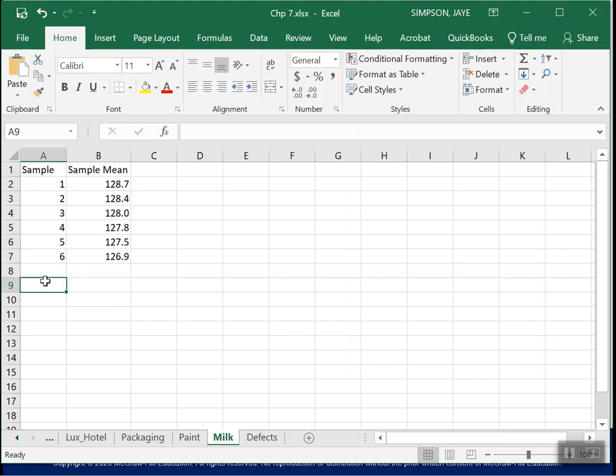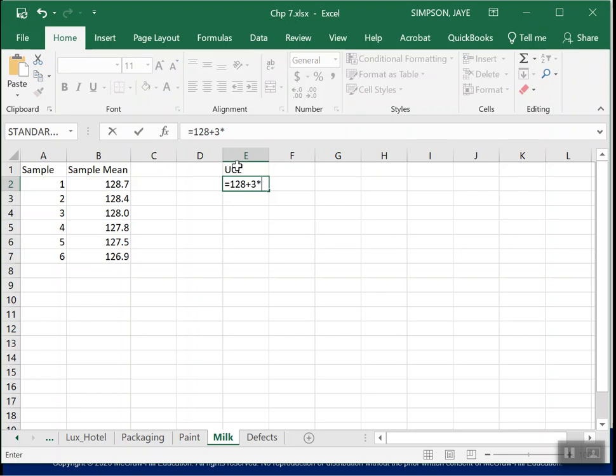I know that we already calculated it by hand in the slides, but let's go ahead and calculate it here in Excel as well. So I'm just going to type this in here. I'm going to put the upper limit right up here, so I'm going to call that UCL, upper control limit. And remember, our formula for our upper control limit is the mean, which we were given as 128, plus 3 times, so I'm going to use the asterisk to mean times.